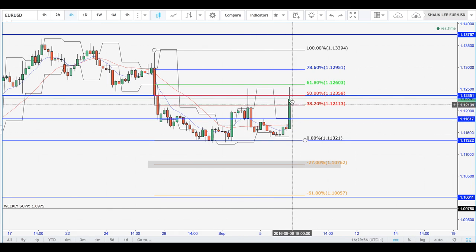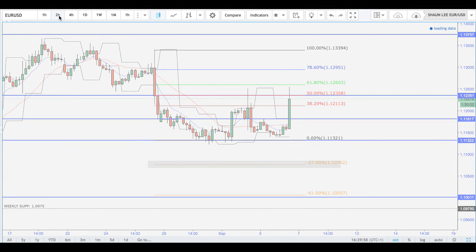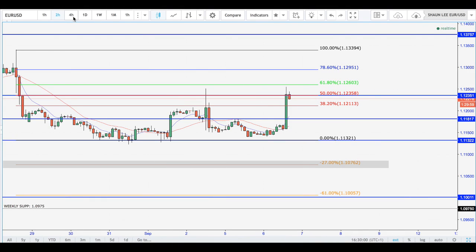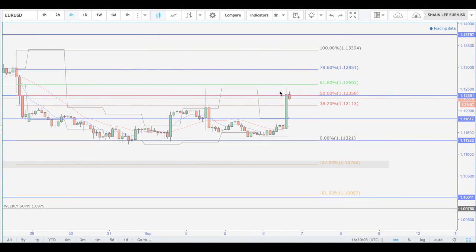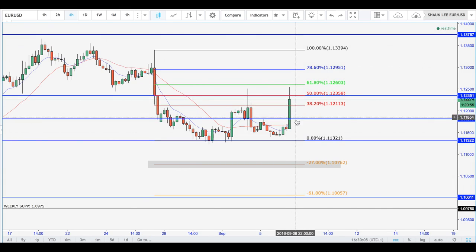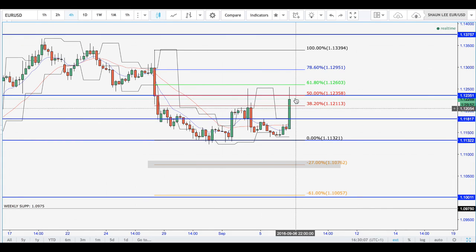But it's run into the fib now. There's no trade setup as of yet. Even the 2-hour time frame isn't bringing anything through. So I would wait for any kind of candlestick reversal formation, 3-pin pattern in this scenario right here. It's not giving us an opportunity to go ahead and draw a counter trend line on there.